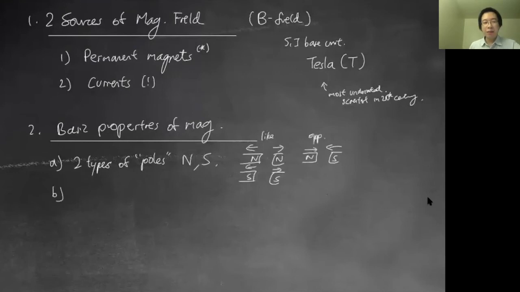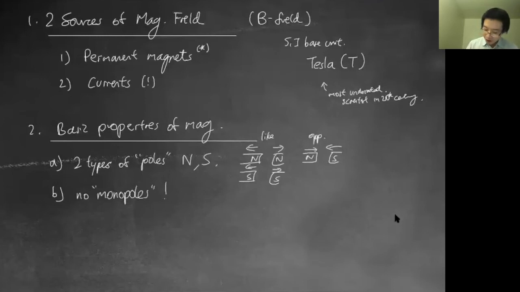Property B is a little more unique. The first part looks like electricity, but the second part is completely different: there are no monopoles. How many of you know what a monopole is? As the name suggests, mono means one. In this world, isolated poles don't exist. You cannot have a North Pole on its own. It always comes with a South Pole.